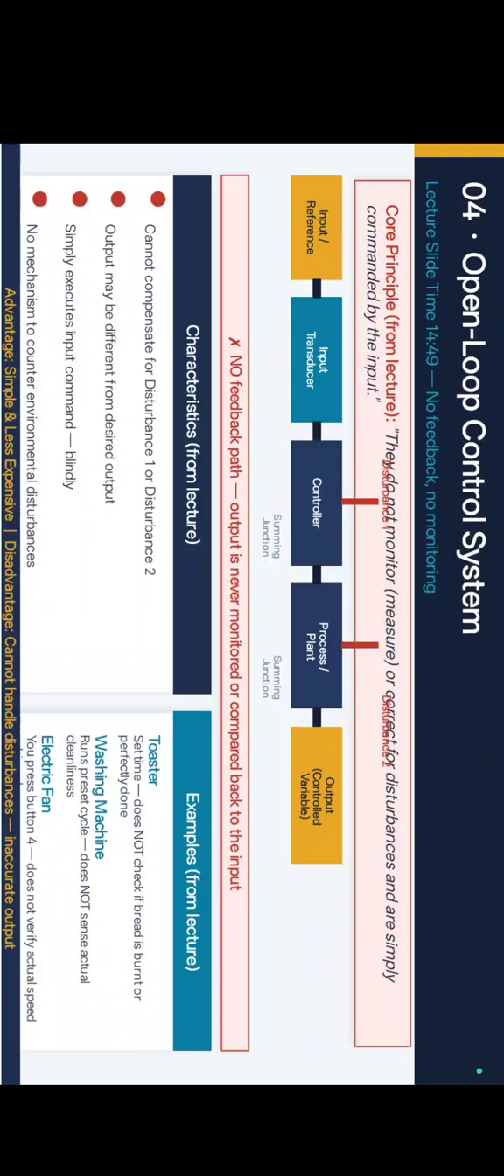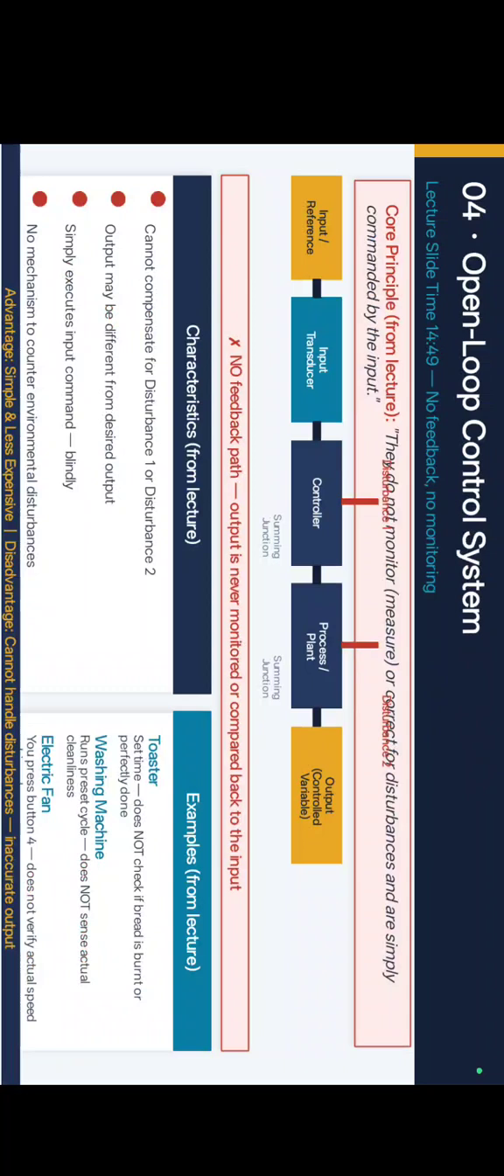So input is given to the input transducer. That transducer will convert that signal into usable form. Then the controller will take some action. Also there will be the effect of disturbances on that controller. Then the next part is the process plant. Also there will be the presence of disturbance, and that process plant will generate output.